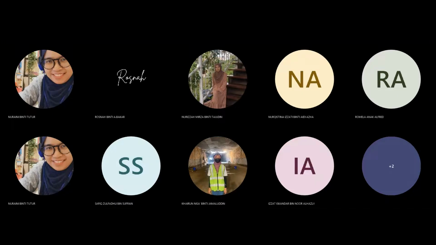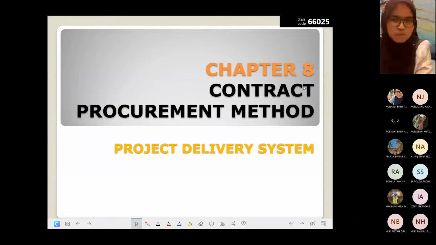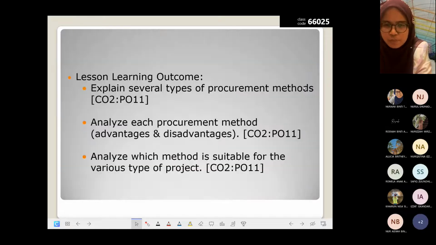Chapter 8, contract procurement method. So under contract procurement method, we're going to touch on the project delivery system. So project delivery system is how do we deliver the project. Okay, kita nak open tender, so kita nak bagi dekat contractor tu macam mana. Okay, that is project delivery system lah.